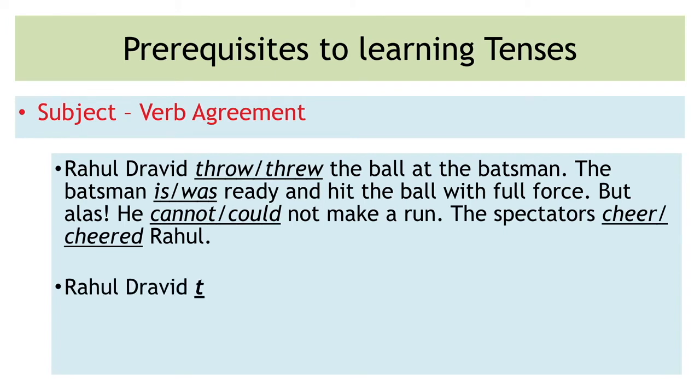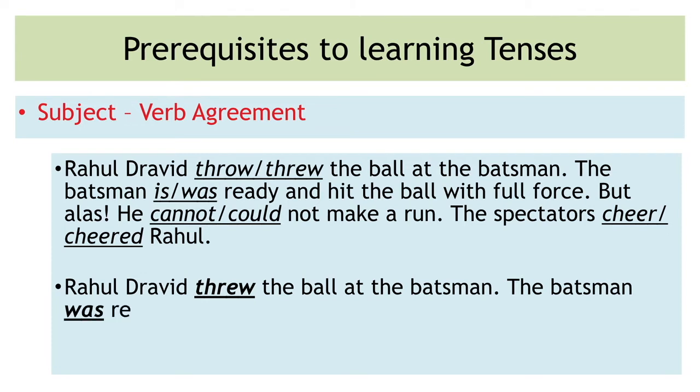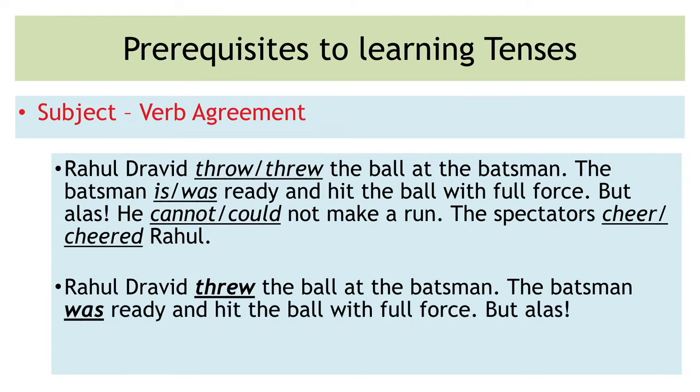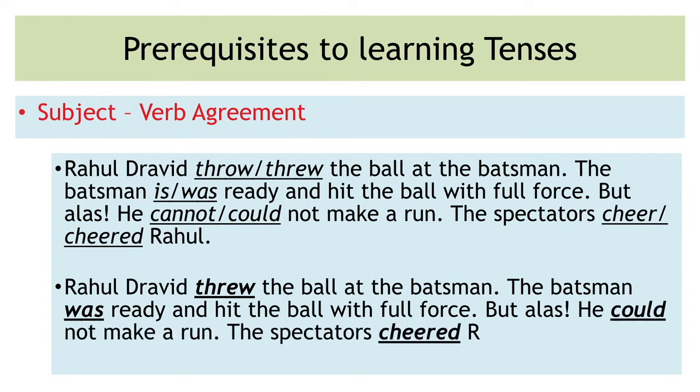Rahul Dravid threw the ball at the batsman. The batsman was ready and hit the ball with full force. But alas, he could not make a run. The spectators cheered Rahul. The sentence is in past tense and therefore we have chosen verbs in past form.